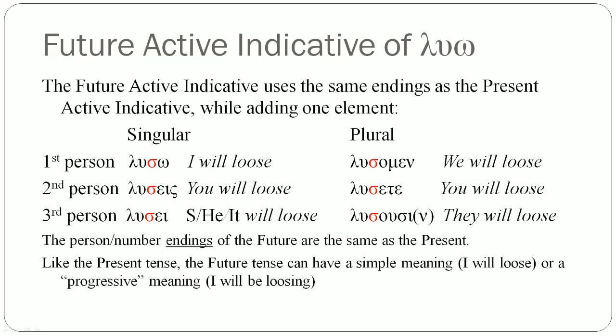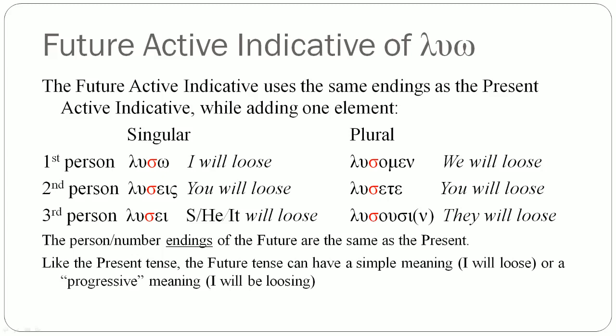All right, the nice thing about the future is that it uses the exact same endings as the present active indicative. So if you go back to the chart that has those 6 forms of the present active indicative, you can get the endings and you will use those same endings for the future tense. All right, the only difference between the future and the present is that the future adds an element, and I have highlighted it here in the verb chart in red.